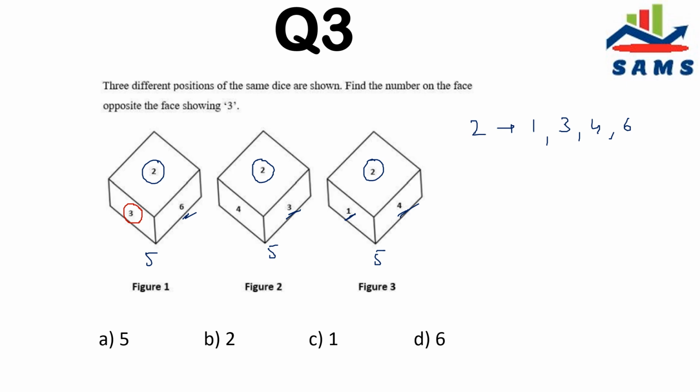Then when we look at the first die, number 3 is what we see here. So number 3 has number 5 adjacent to it, number 6 adjacent to it, number 4 adjacent to it and number 2 adjacent to it. So which is the missing number that is likely to be present on the opposite side here? It has to be number 1. So that is how you identify the correct answer.